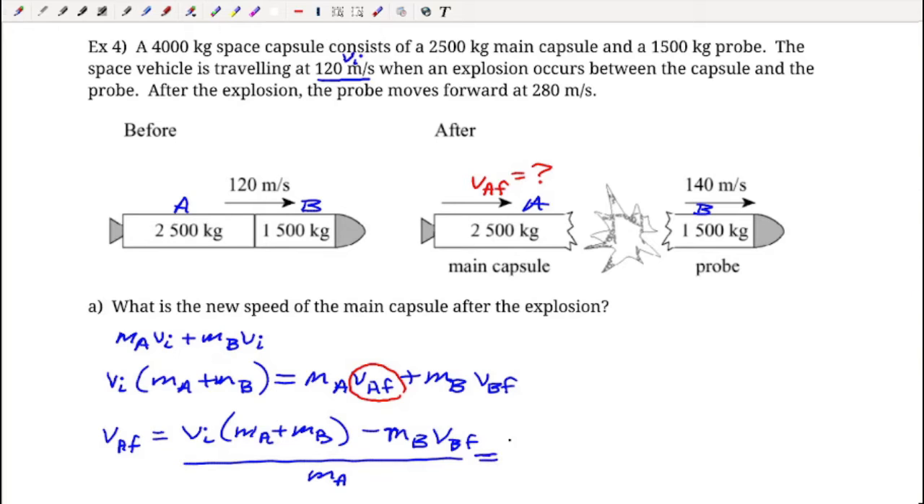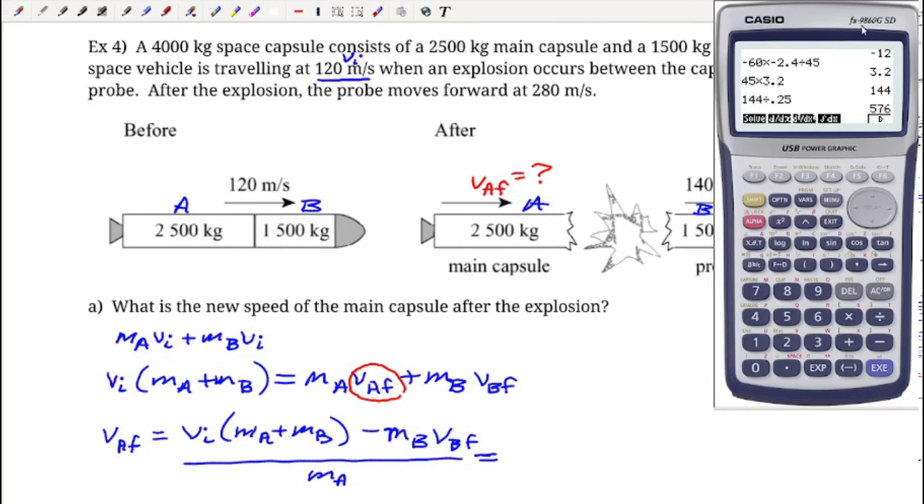Okie dokie. I think this time I'm going to do this in 2 steps when I plug it into my calculator, just so I don't make any mistakes. So pull out your calculators. Hang on, I'm going to write this down first. So velocity initial of everybody is 120. Mass A, 2,500, plus mass B, 1,500, minus 1,500 times the 140. And all of that is divided by the 2,500. All right, here we go with the calculator.